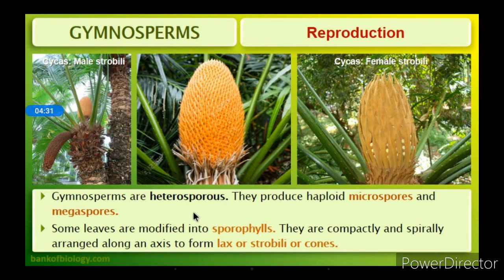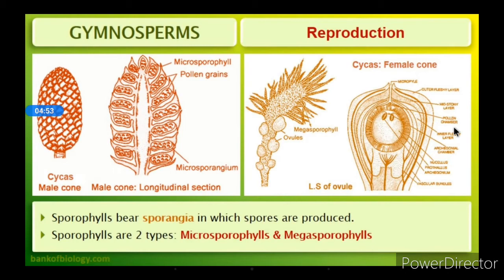Some leaves are modified into sporophylls, which are compactly or spirally arranged along an axis to form lax or compact strobili or cones. Here you can see, most of you might have seen this type in cycas, the male strobili, and here you can see the female strobili. Sporophylls bear sporangia, which, as you already know, contain spores. Sporophylls are of two types, microsporophylls and megasporophylls.